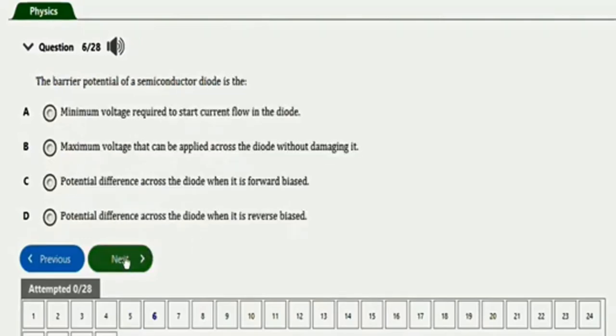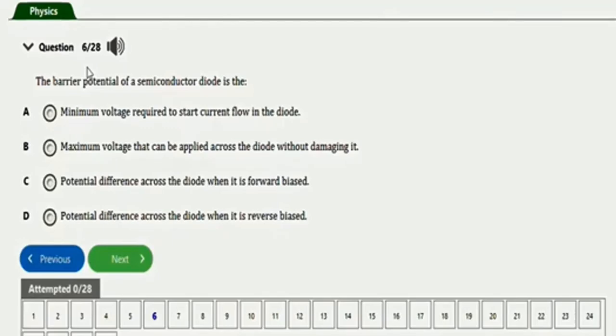Next question will be this one. It says the barrier potential of a semiconductor diode is the, we have minimum voltage required to start current flow in the diode, maximum voltage that can be applied across the diode without damaging it, potential difference across the diode when it is forward bias, potential difference across the diode when it is reverse bias. So the right option will be option A, which is minimum voltage required to start current flow in the diode.